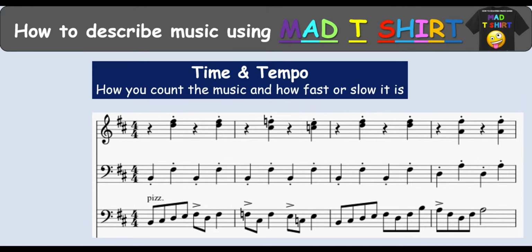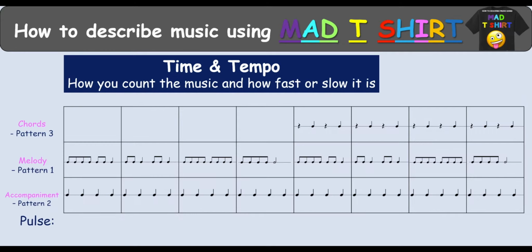We are going to listen to a piece of music called In the Hall of the Mountain King by Edvard Grieg, a Norwegian composer, except we are going to listen deliberately and try to describe what we are hearing. On the screen there is a grid that we are going to follow when we listen. Along the left hand side are the different parts, so melody, accompaniment and the chords.